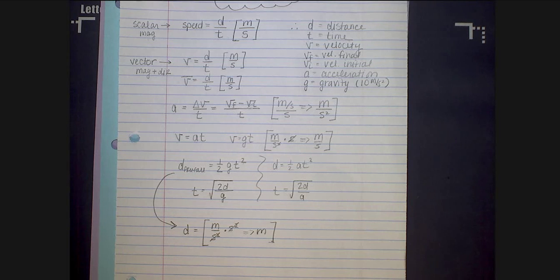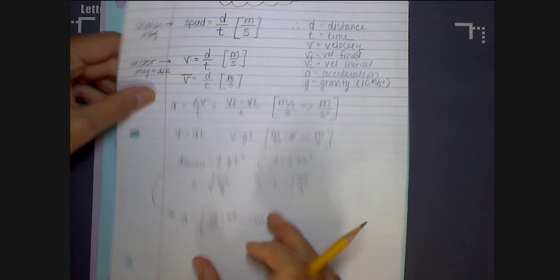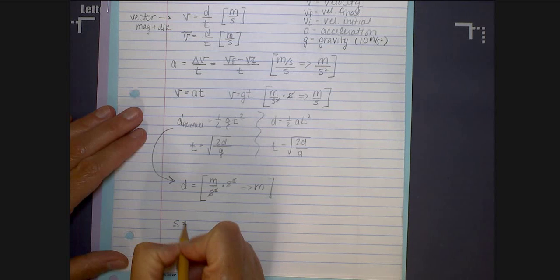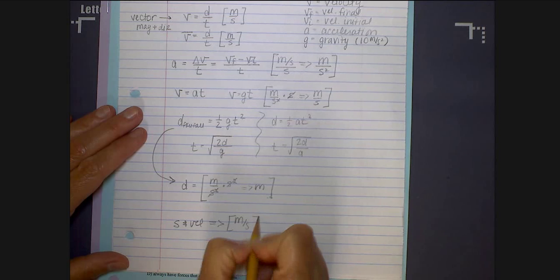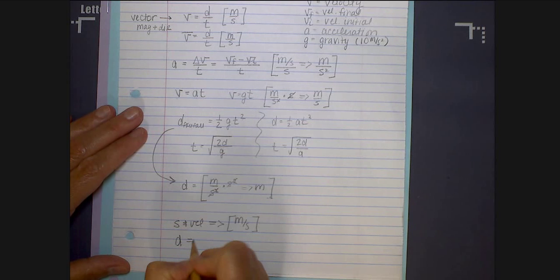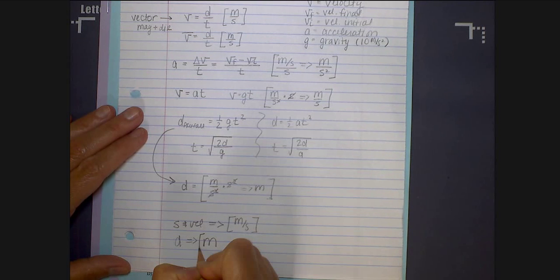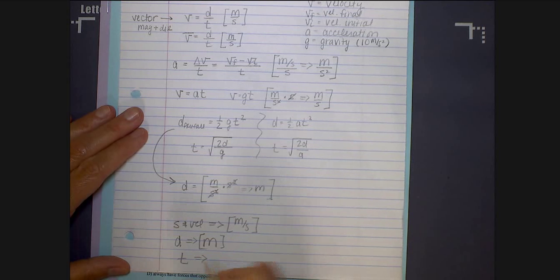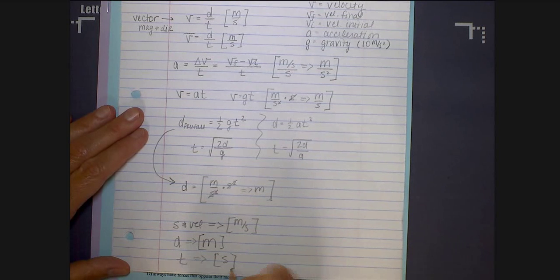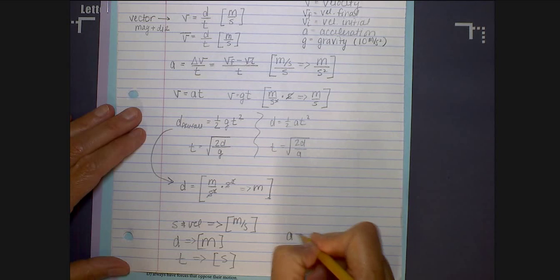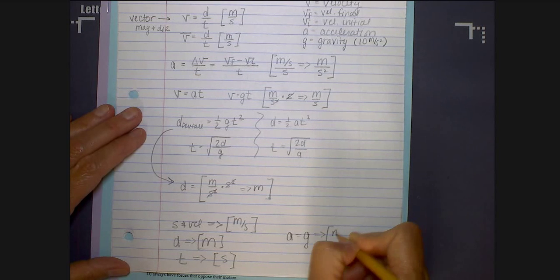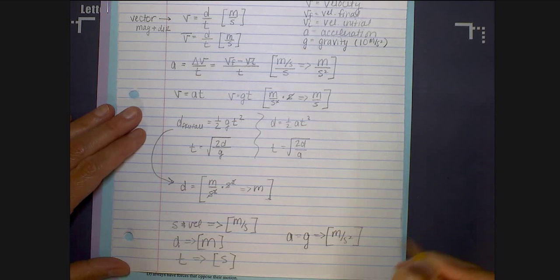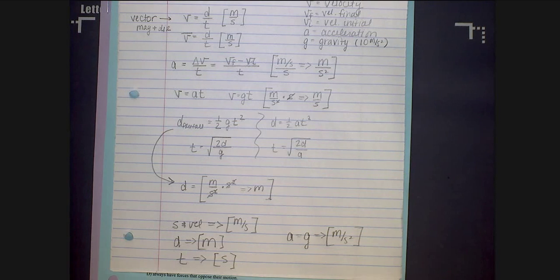So understanding that speed and velocity have units of meters per second, that distance has units of meters, that time has units of seconds, that acceleration or gravity have units of meters per second squared, comes in really handy so that we can always analyze if we end up with the right units canceling out, that we set up our problem appropriately.